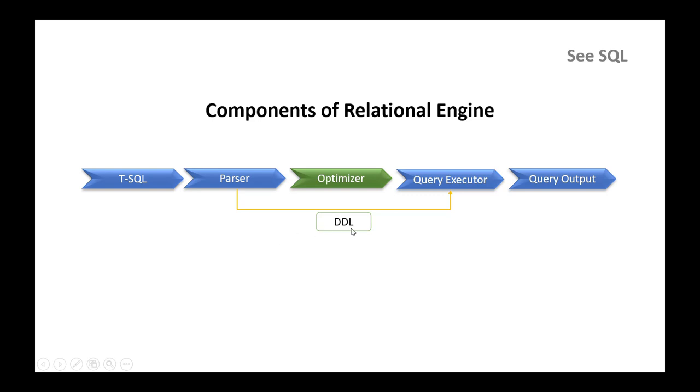In the case of a DDL command, the parser parses the query, then it goes directly to the query executor. There is no need for the optimizer for the TCL command.